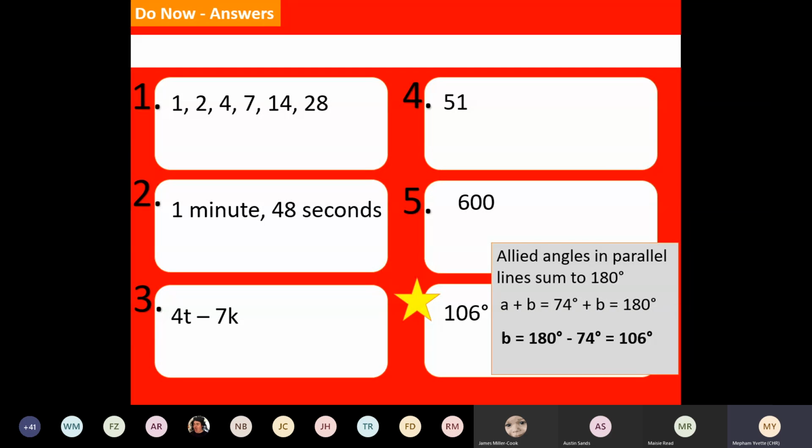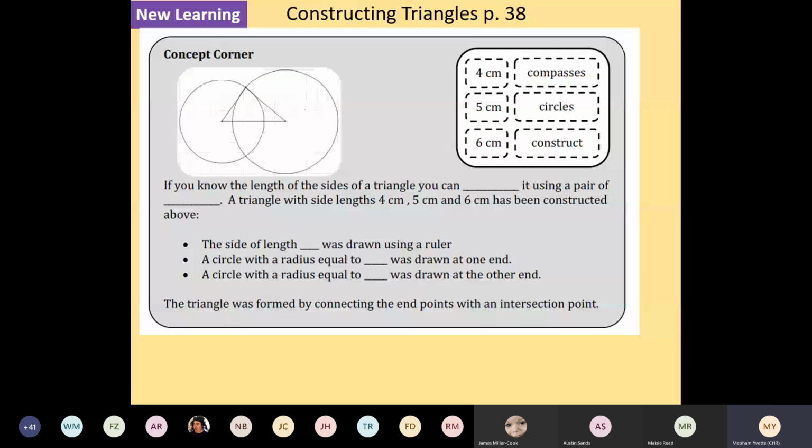Now, what we're going to do is I'm going to leave 20 seconds for you to turn to page 38 in your work pack so that we can do this concept corner together.